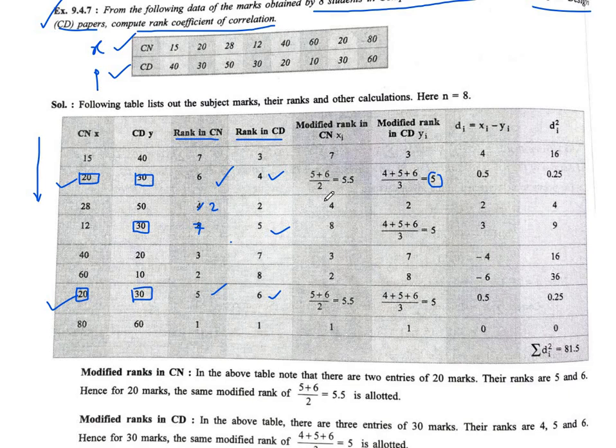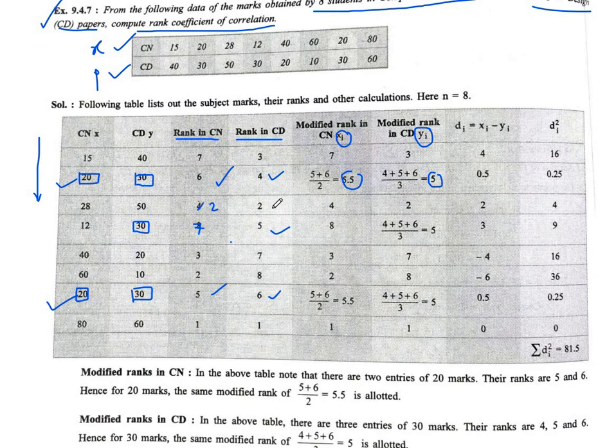So this will give us the modified ranks, that is the values of xi and yi. So here this is 7. Instead of this 6, we have to now use 5.5 because of the common rank, that is for the 20. Here this is 20.